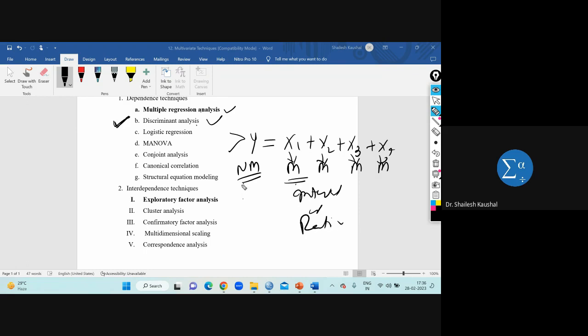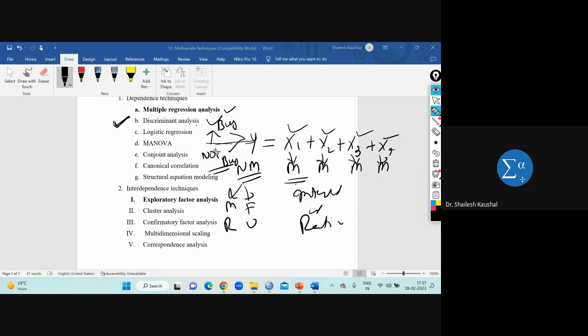Non-metric means categorical data like male, female, rural, urban. There are two mutually exclusive categories. So in a discriminant analysis, we can predict our outcome variable on the basis of several independent variables, whether the particular buyer will buy the product or not buy the product. So we can divide our buyers into two categories.